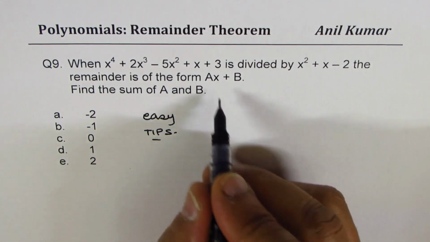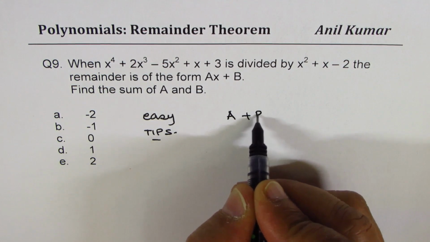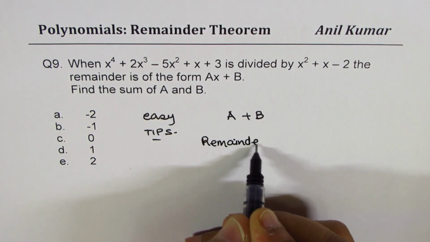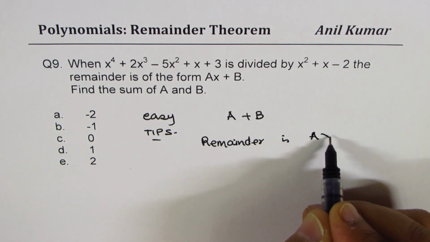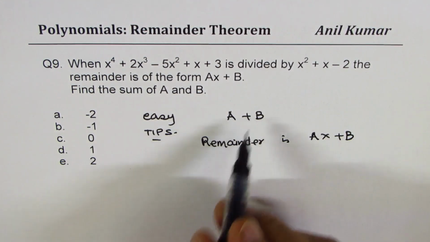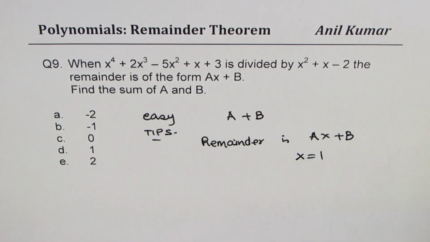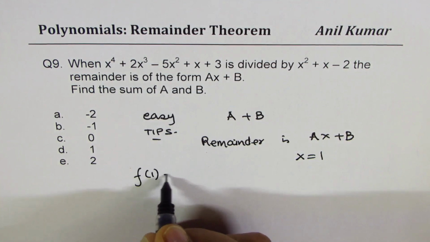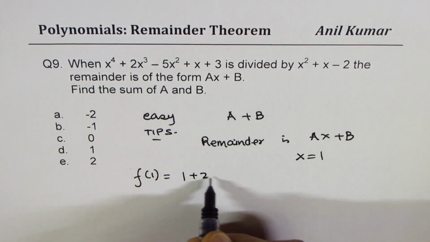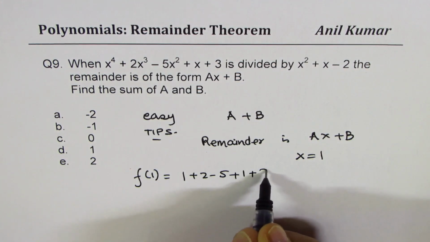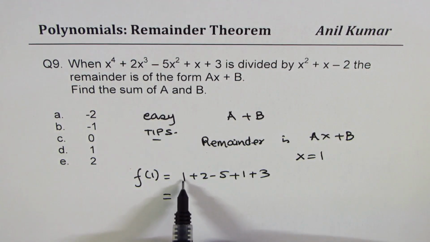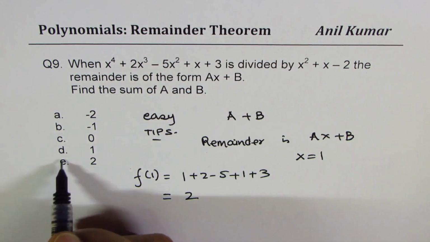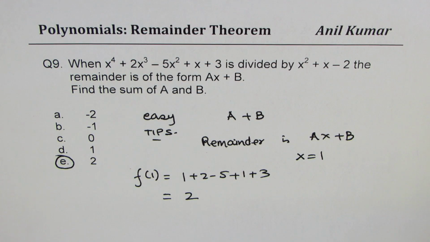We have to find what a plus b is, right? We know that the remainder is ax plus b. So to get a plus b, basically x has to be equal to 1, correct? So let's find what f of 1 is. So that is our answer, right? So 1 plus 2 minus 5 plus 1 plus 3. And that gives you 1 plus 2 is 3, 3 plus 3 is 6, plus 1 is 7, minus 5 is 2. So option E is the right option.